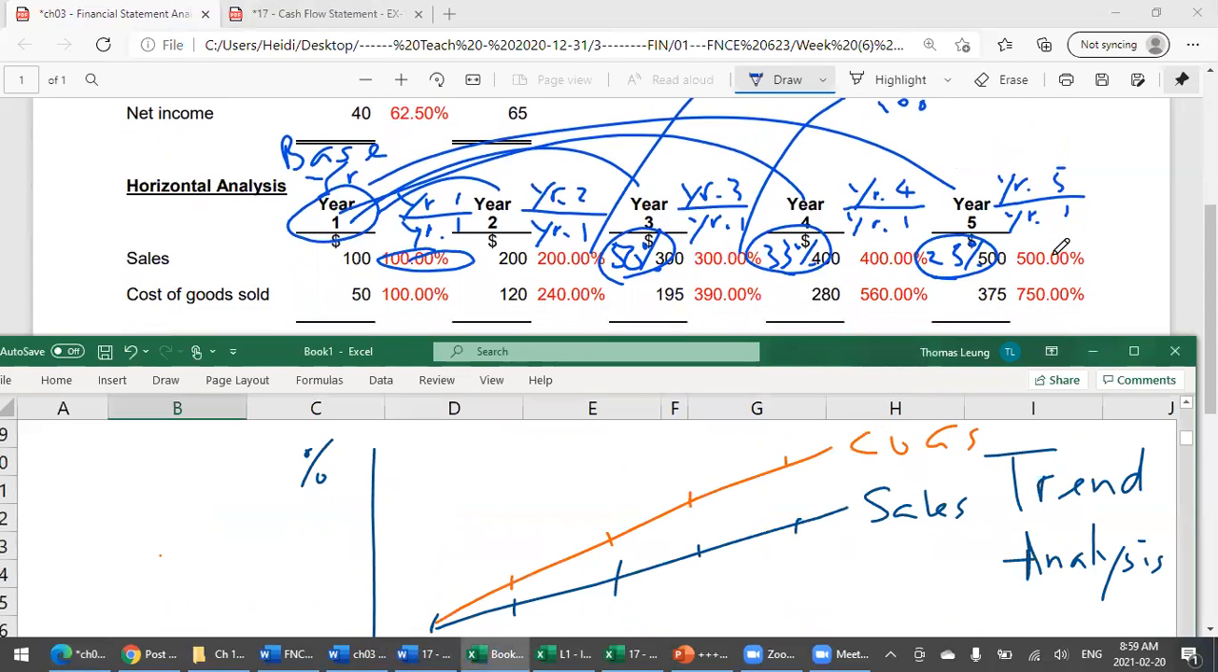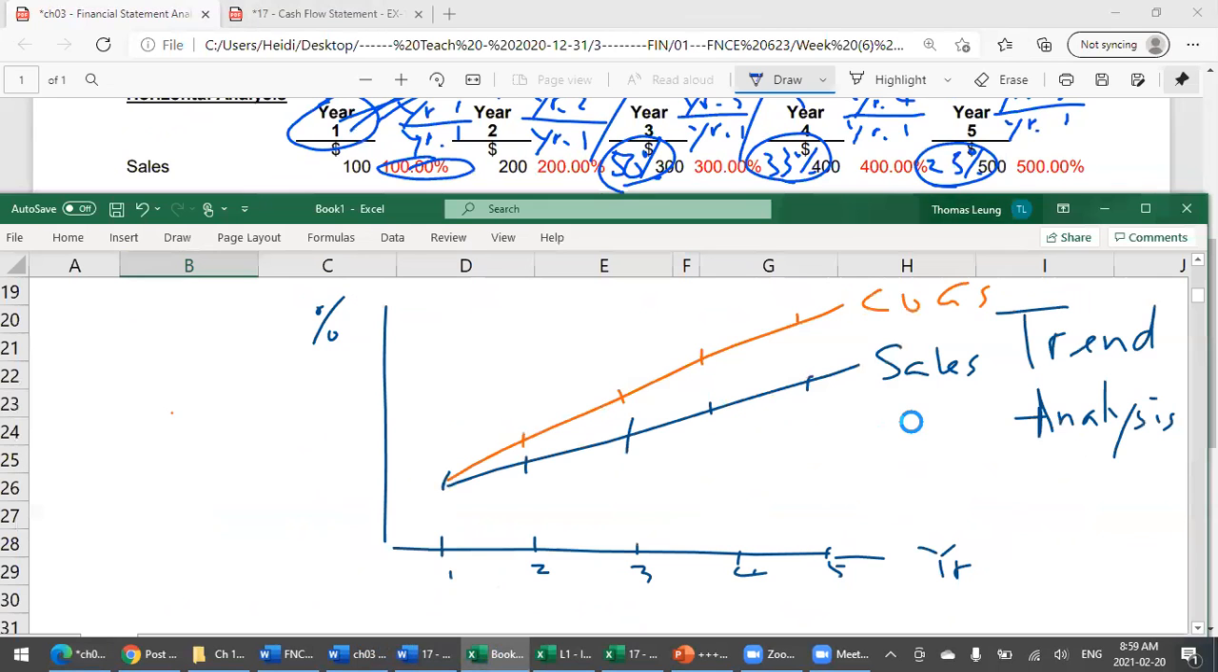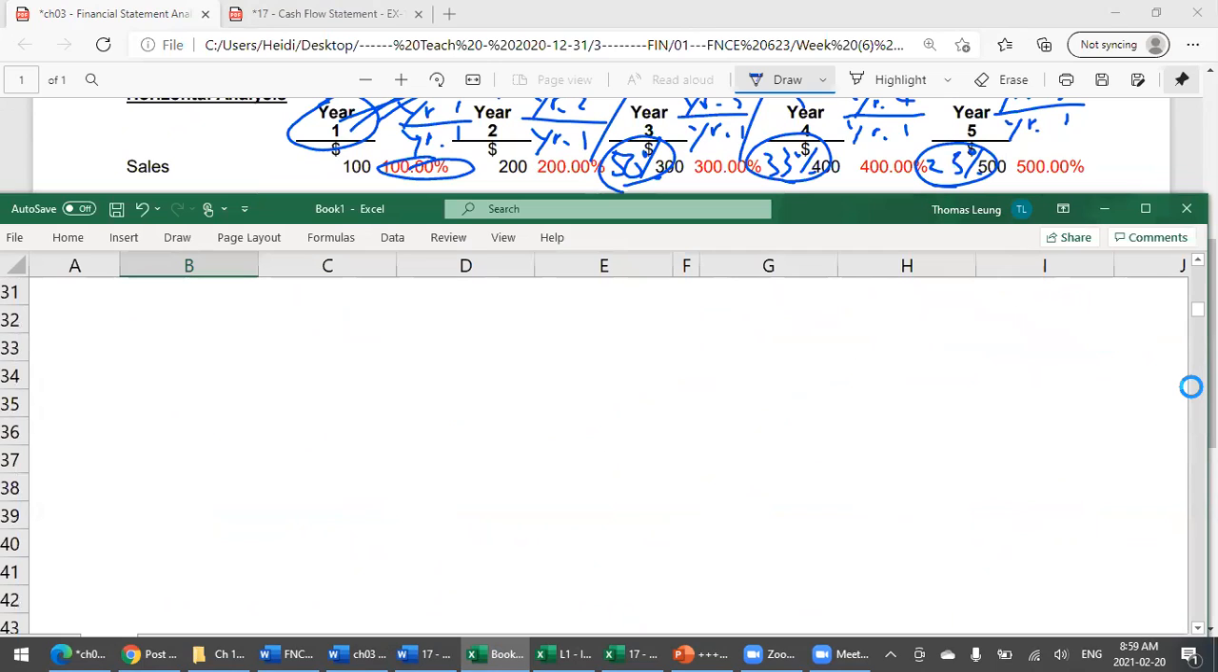Professor, I think it's not year to year, but you can minus year 2 to year 1, year 3 to year 1, year 4 to year 1, and year 5 to year 1. And then you'll get the number. Okay, now let me finish this first.